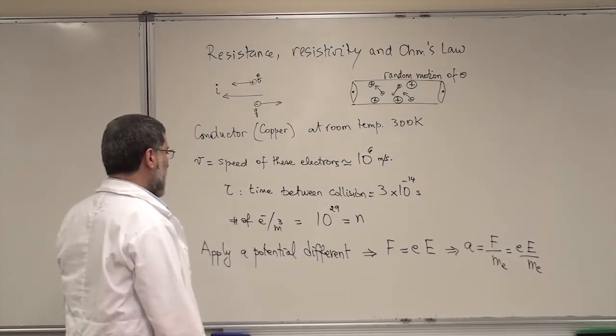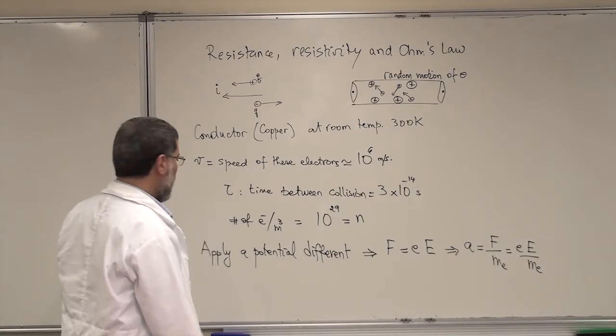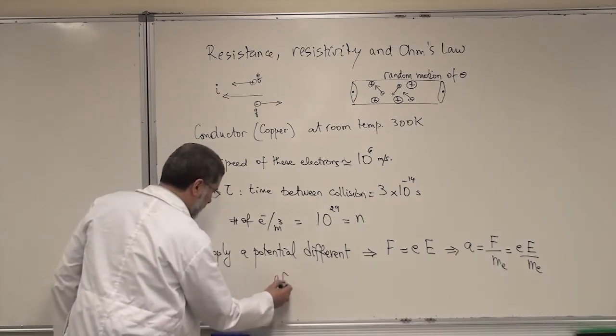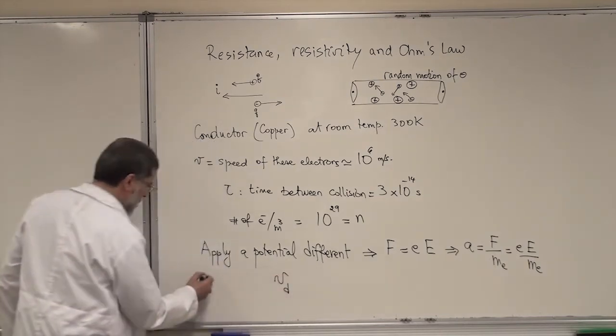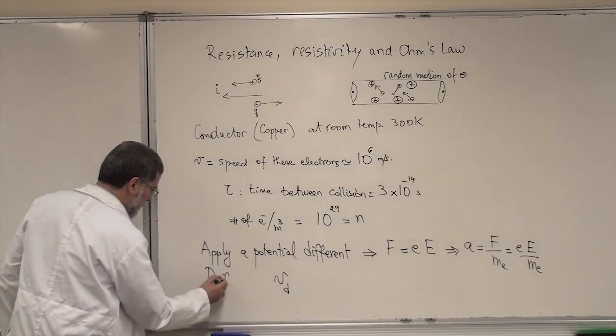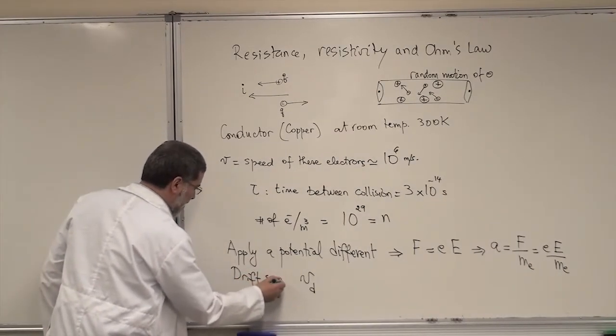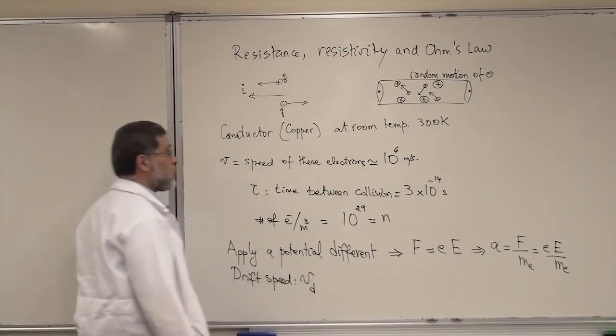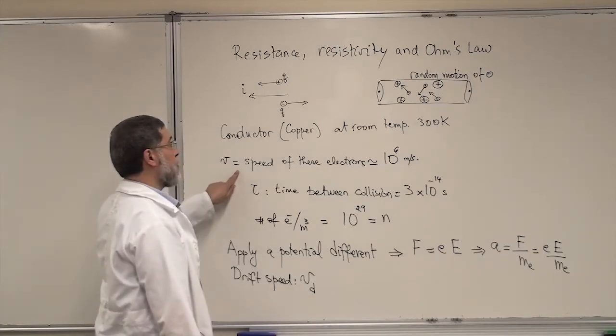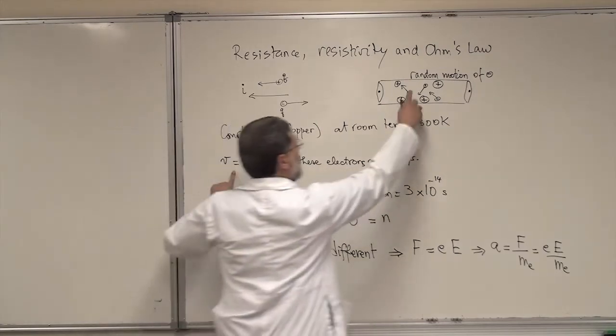And they will have a speed, okay? Speed, we call it the drift velocity, okay? A drift speed, okay? We call it the drift speed of this electron. It's not the speed here when they are free. Here the speed when there is no electric field.